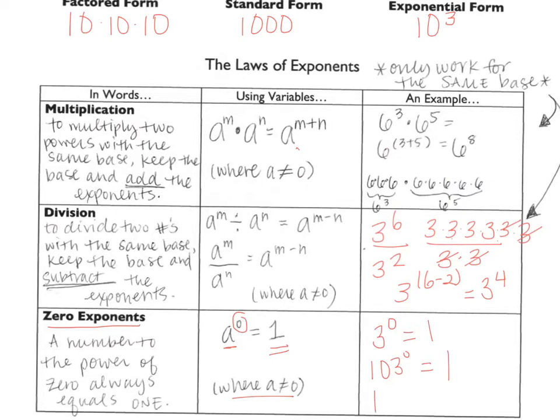If I have 1,003 to the 0 power, my answer is 1. No matter what number you have, as long as it's not 0, and it's to the 0 power, your answer is always going to be 1.